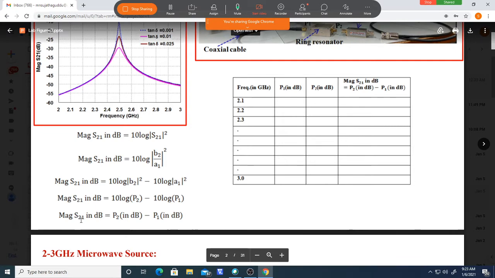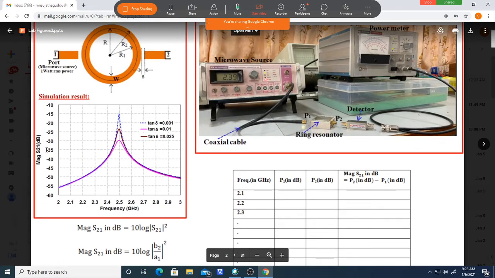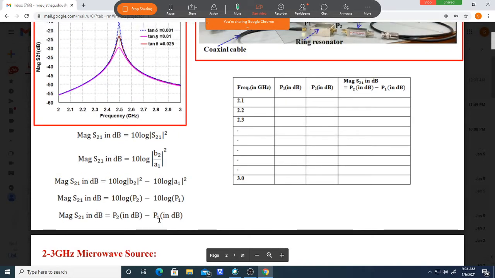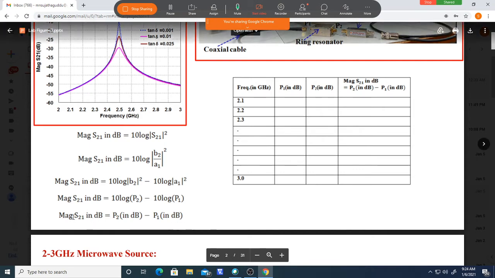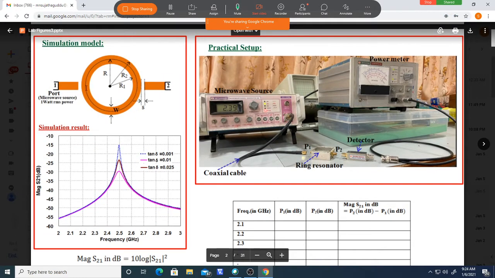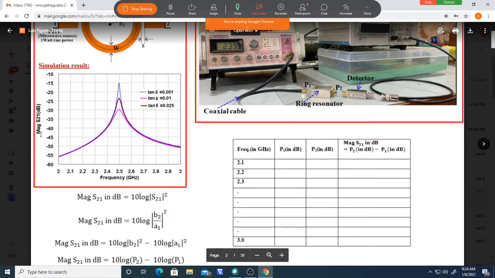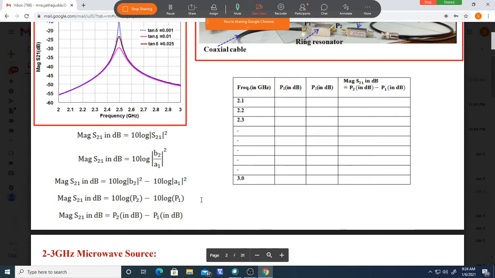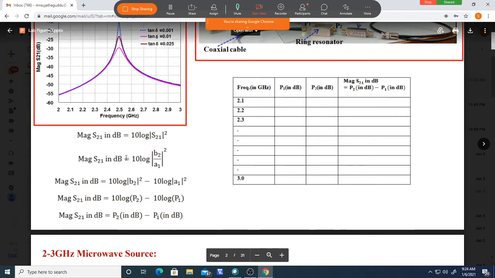What is the magnitude of S21 in dB that we are plotting in the laboratory? That is the difference between the power at port 2 and the power at port 1. So magnitude of S21 in dB is actually the power at port 2 in dB minus the power input at port 1. That ratio, the S21 ratio, is in decibels: P2 in dB minus P1 in dB. That is what magnitude of S21 dB means.